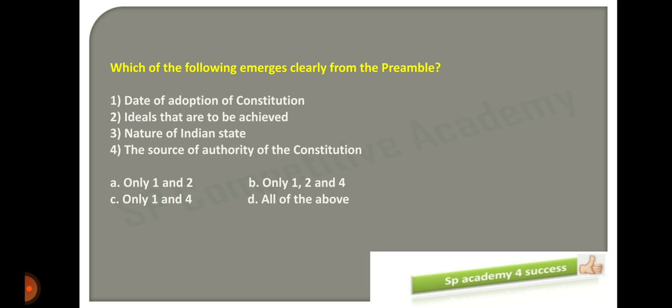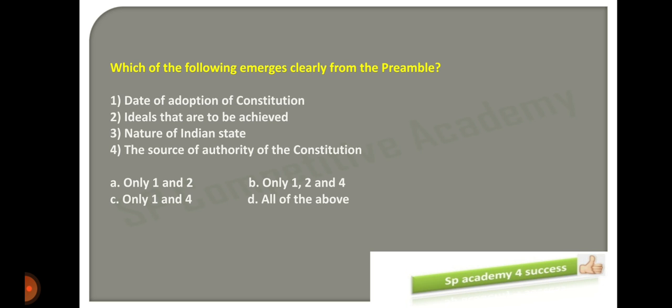Moving on to the next one. Which of the following emerges clearly from the preamble? See the options here. Date of adoption of the constitution, ideals that are to be achieved, nature of India's state, the source of authority of the constitution. So what is our answer here?